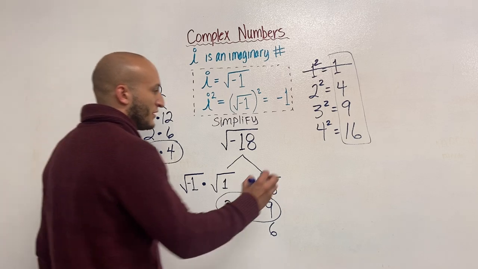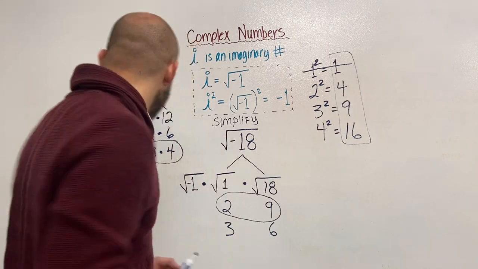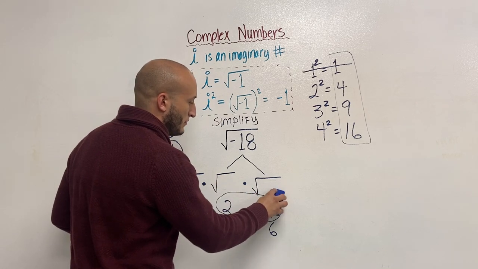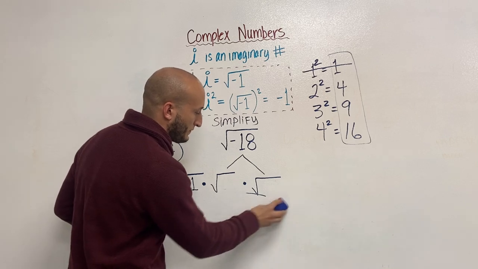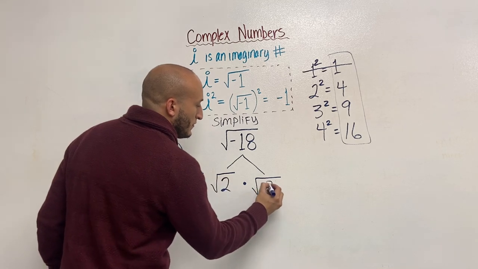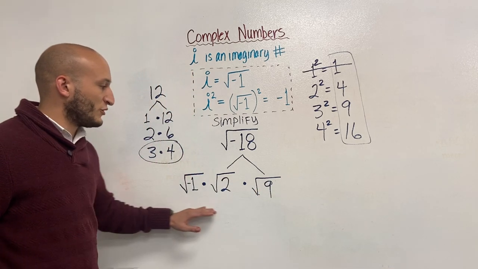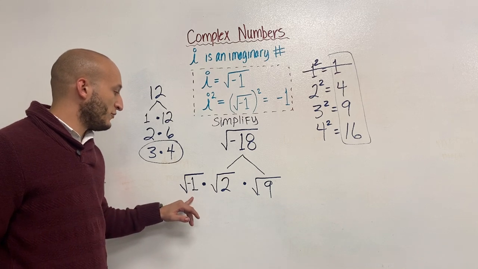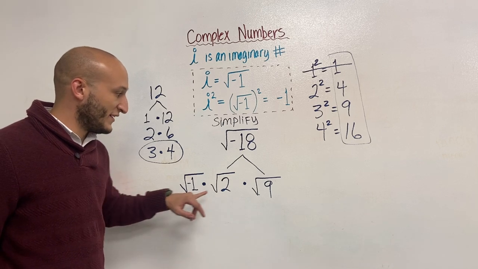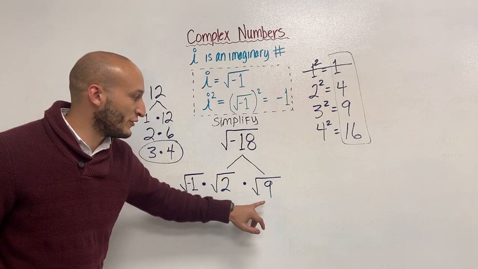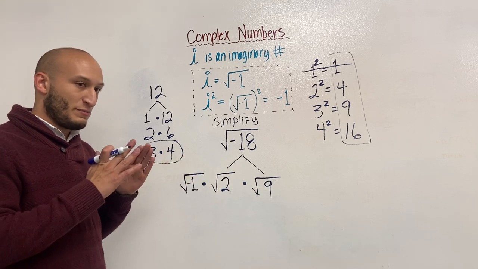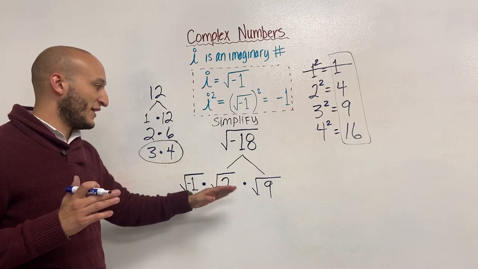Okay, so I'm going to erase some of this. I'm going to use 2 and 9. So if I multiply all of these three, the square root of -1 times the square root of 2 is the square root of -2. Then the square root of -2 times the square root of 9 gives me the square root of -18. So all I'm doing is splitting this number up into its factors.